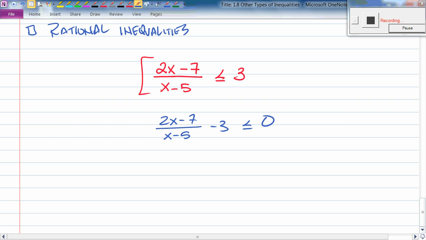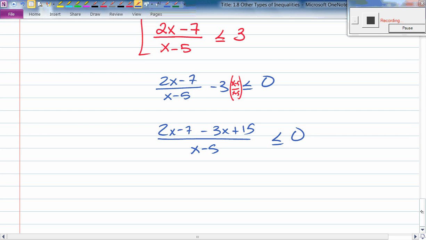But now I have to get a common fraction over here, so I'm going to get my LCD, so it looks like x minus 5, x minus 5. So I'm going to get 2x minus 7 minus 3x plus 15 all over x minus 5 is now less than or equal to 0. All right, cleaning up the numerator, what do I get here? Negative x plus 8 all over x minus 5 is less than or equal to 0.